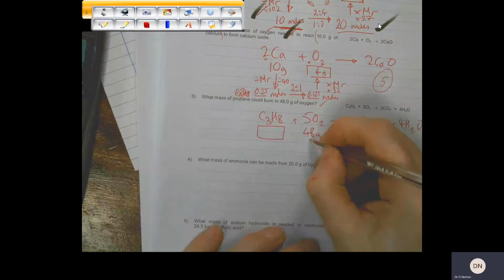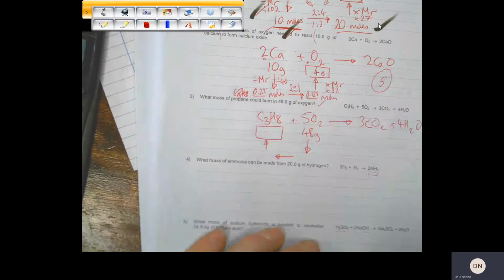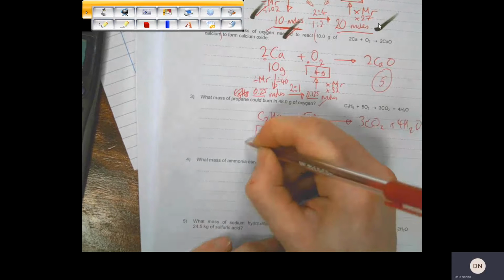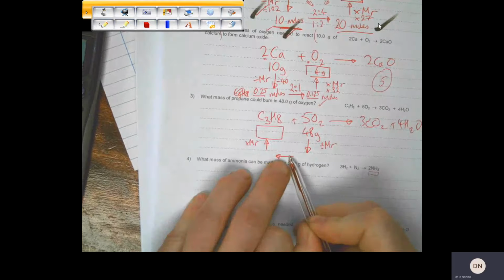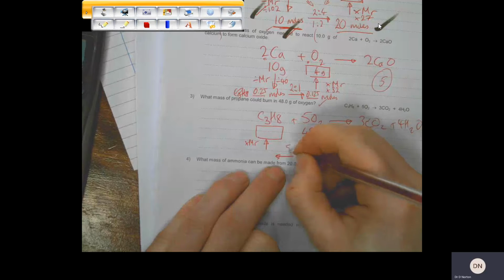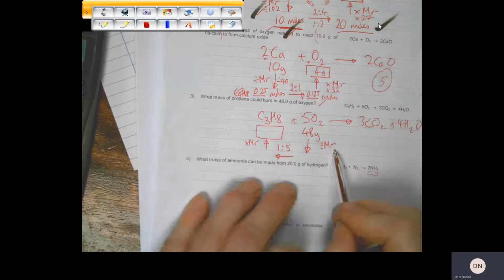When you've got the mass, you go down from the mass, then you go across, and you come up to the box. When you go down, you divide by the MR. When you go up, you times by the MR. And this arrow across the bottom is the ratio arrow. There are 5 oxygens to every one of these. So 5-to-1. I'm almost ready to go, but I'm going to work out my MRs first to make it easier.